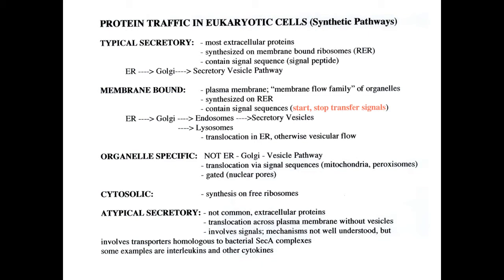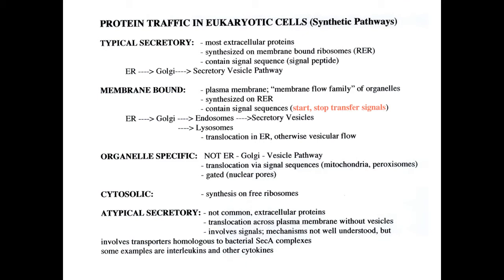We also talk about organelle-specific proteins that are not synthesized on the ER, and they don't go through the ER-Golgi vesicle pathway. These would translocate across the organelle membranes by signal sequences. This would be what might occur in mitochondria or peroxisomes, or if you were a prokaryotic cell and you were synthesizing a protein that had to get outside of the cell. Same type of thing with these post-translational translocation machinery things that we alluded to last time.